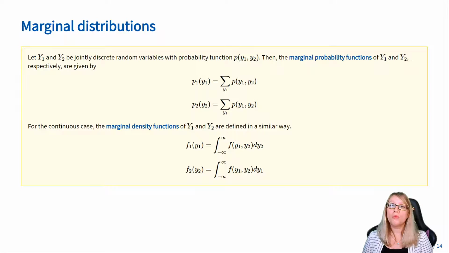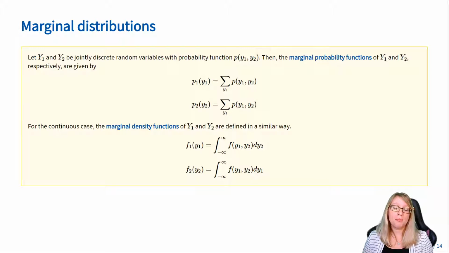So let y1 and y2 be jointly either discrete or continuous random variables. Here we actually have the definition for both, with probability function p of y1 and y2 or probability density function f of y1 and y2. Then in order to get the marginal probability function, we'll either sum or integrate, depending on our variable type, over the variable that we don't want.